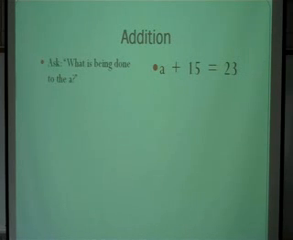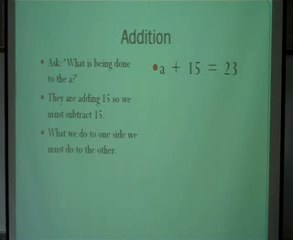Let's try one more addition. You ask, what is being done to the A? So if you look at the A, we're adding 15. Since we're adding 15, we need to do the opposite, which is subtract 15. And what we do to one side, we must do to the other. So it looks like this.